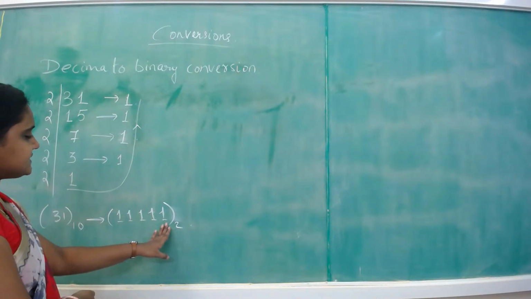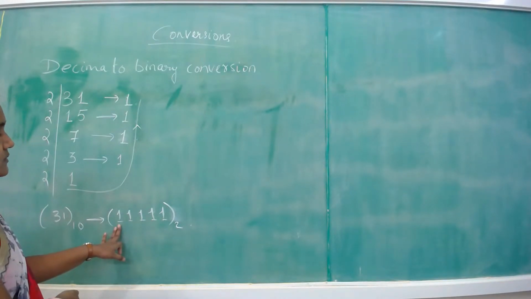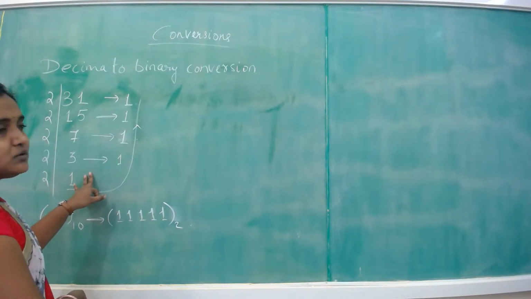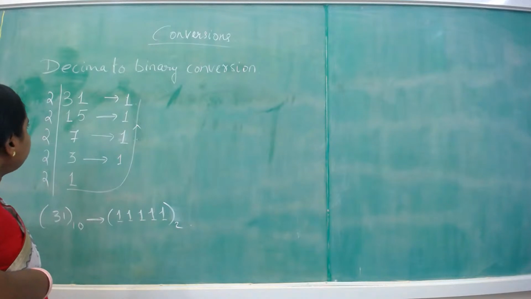Here this is called the least significant bit and this is called the most significant bit. Okay, this is the decimal to binary conversion.